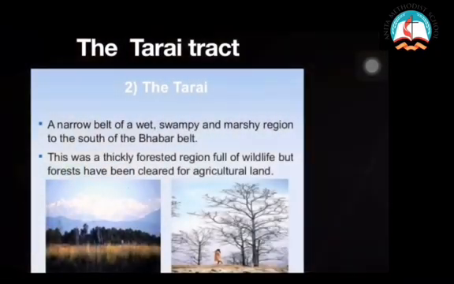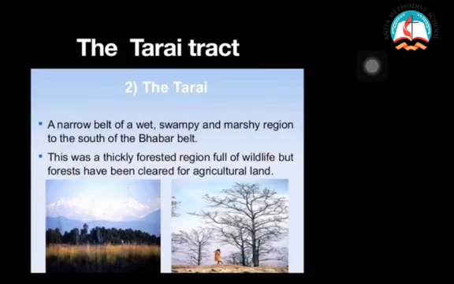And next, the Tarai tract. It's a zone of excessive dampness, thick forest and rich wildlife. This tract lies to the south of the Bhabar Plains. The width of this belt is 15 to 30 km.